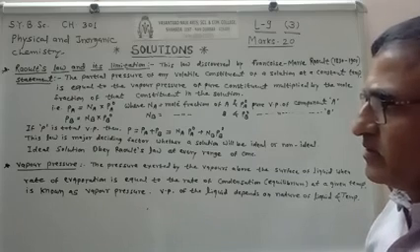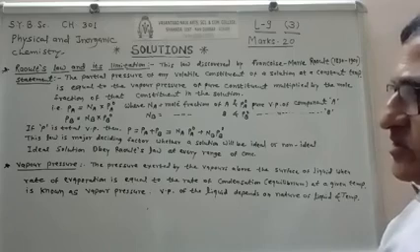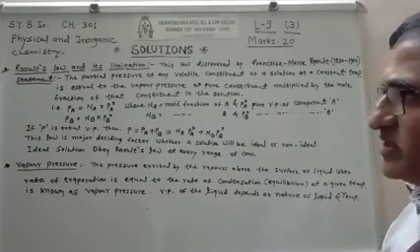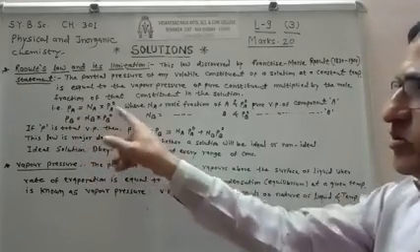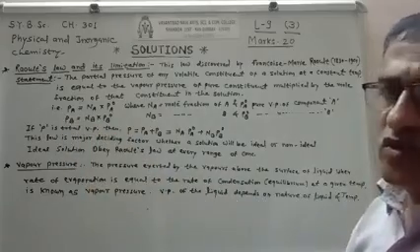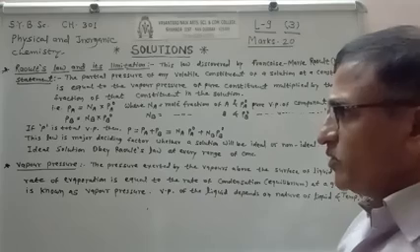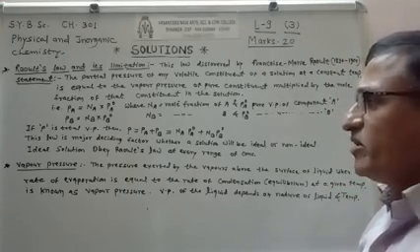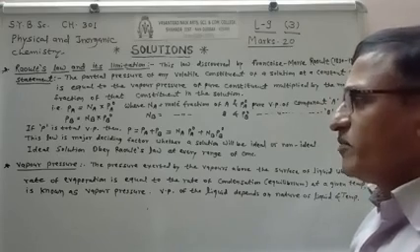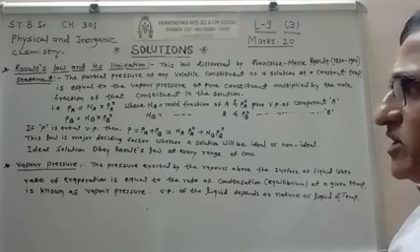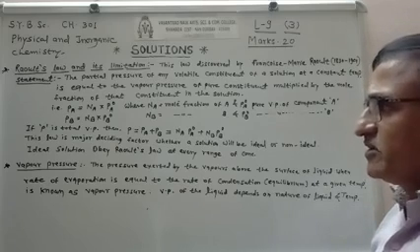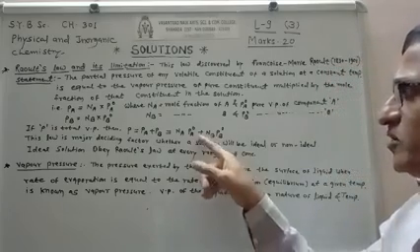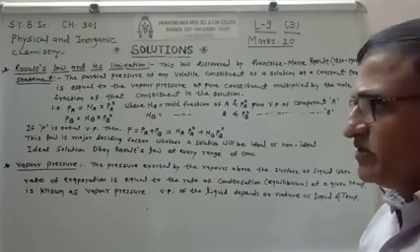If we have to calculate the total vapor pressure, the partial vapor pressure of A is Pa equal to Xa into Pa0 and Pb is equal to Xb into Pb0. If P is the total vapor pressure, then P is equal to Pa plus Pb. That is, the sum of the two partial vapor pressure terms is the total vapor pressure, that is equal to Xa into Pa0 plus Xb into Pb0.